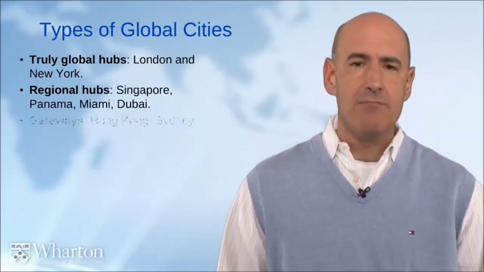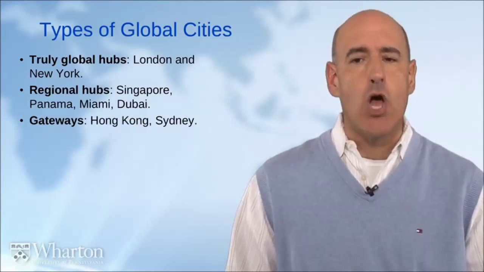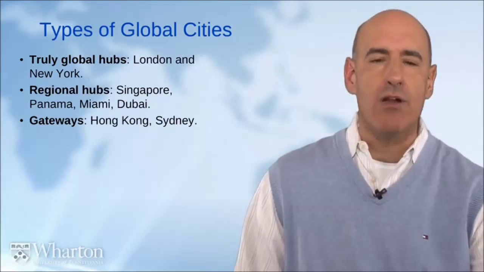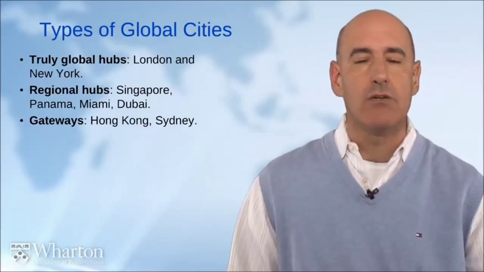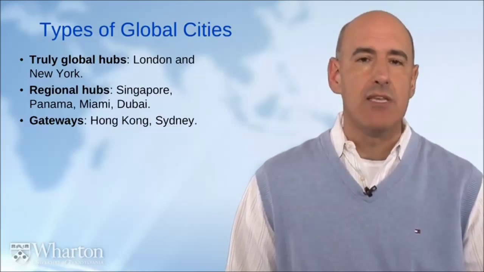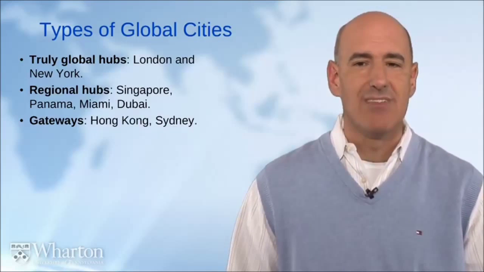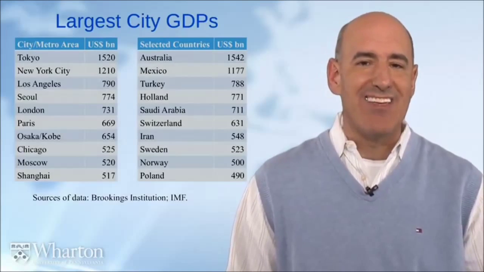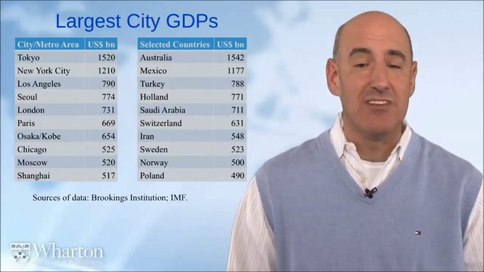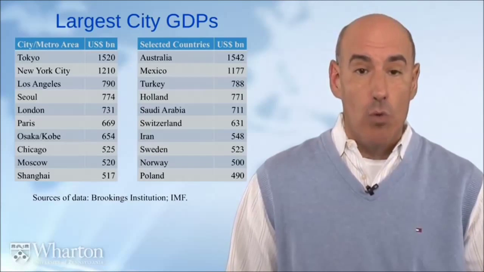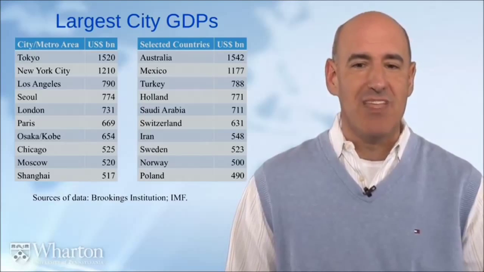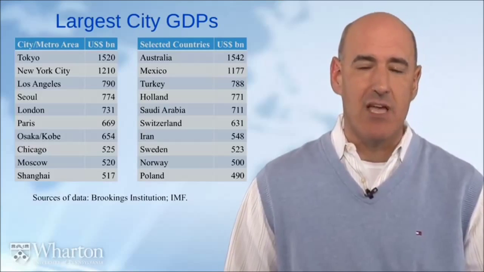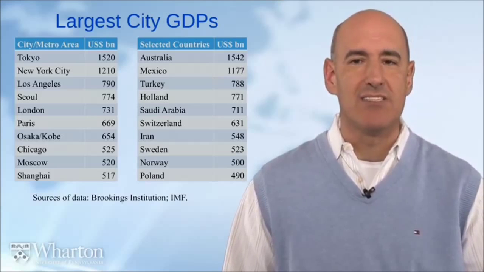And then lastly, you have a different type of global cities like Hong Kong or Sydney, which are gateways. So they are gateways into a particular part of the world or into a particular country, Hong Kong being a gateway into China and Sydney being a gateway into Australia. So going back to this table of the largest cities in the world, I would personally say that New York City, perhaps Los Angeles, definitely London, are global hubs and truly global cities. And then the others may play more or less of a role, but on a regional basis as opposed to on a truly global basis.